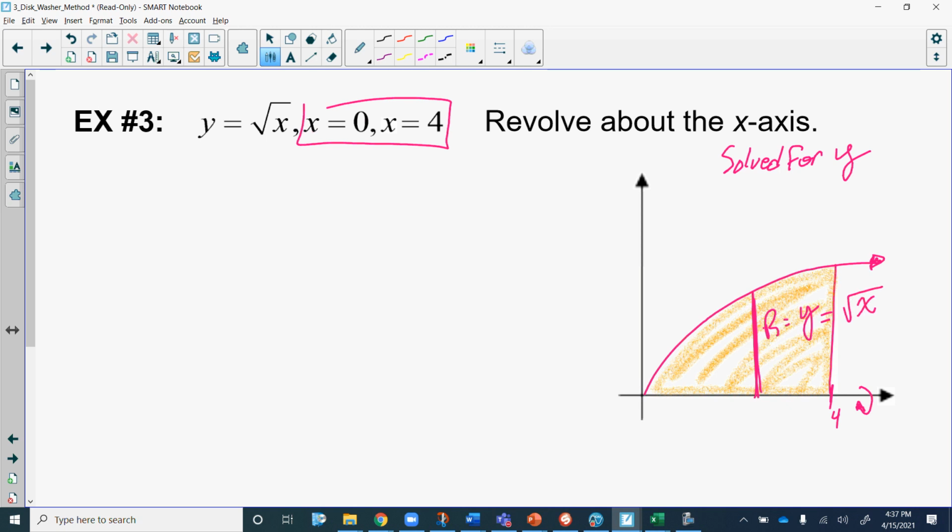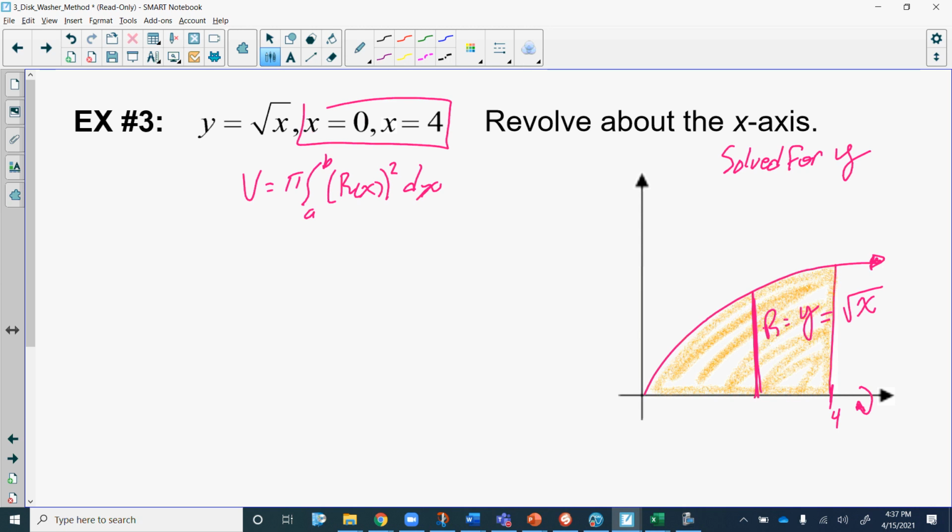So when I go to my integration, volume being equal to pi times the integration from the lower bound to the upper bound of the radius, and in this case we are doing it around x, so that would be squared dx. We can take the radius and just substitute the square root of x into it.